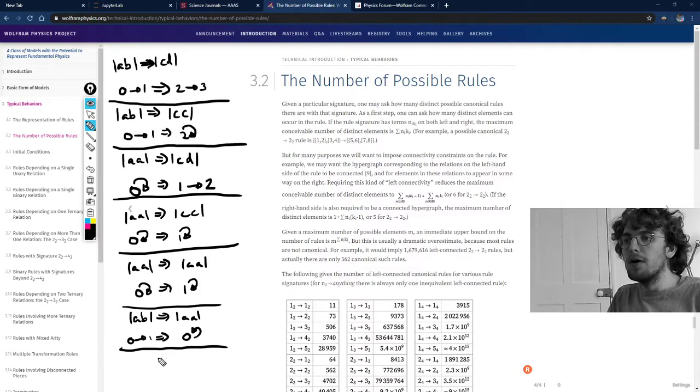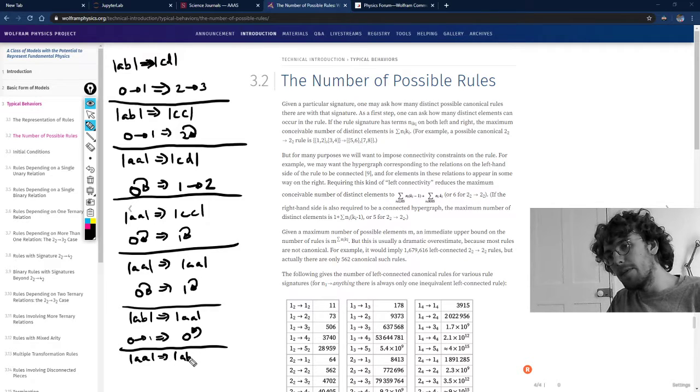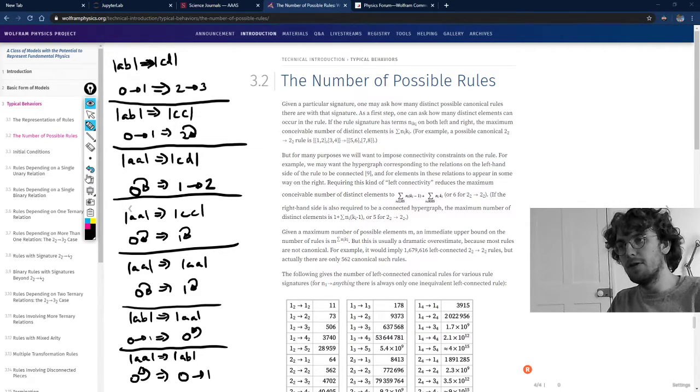Can we fit one more down here? AA goes to AB, 0 to itself, goes to 0 to 1. It's an ugly arrow. Let's fix that arrow. Arguably not better, but fine. It will do. 1, 2, 3, 4, 5, 6, 7.